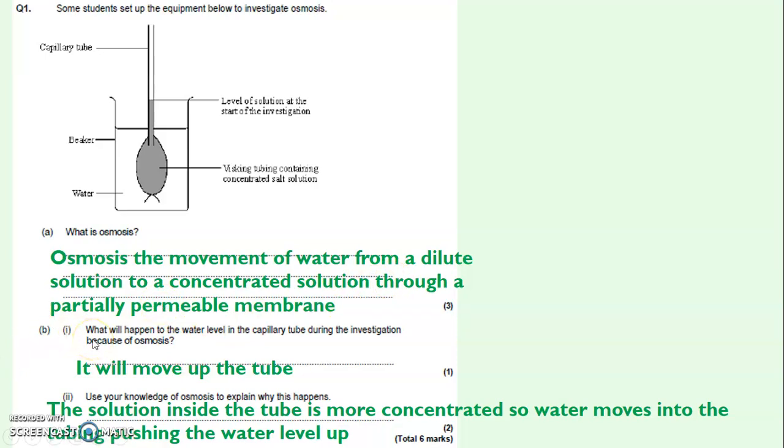Then what will happen to the water level in the capillary tube during the investigation because of osmosis? So this just wants you to give a factual statement. So what's going to happen is, because the water is going to be going in, it's going to be moving up. And that leads us on to our explanation. So thinking back to osmosis, inside here is going to be your concentrated solution and here is going to be your dilute solution. So the water is going to move into the tubing and that is then going to push that water level up the capillary tube.